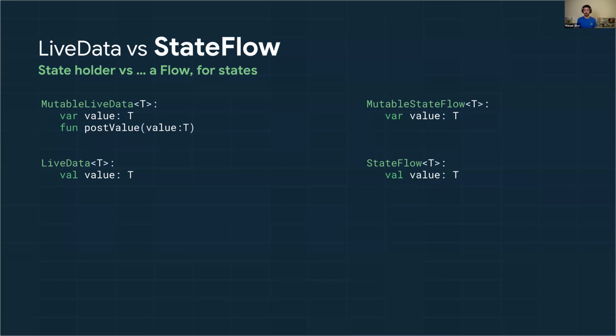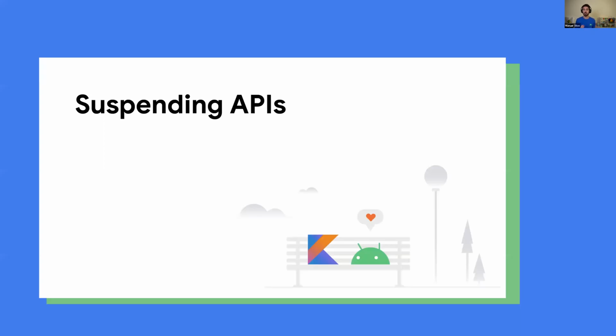But the thing is that you don't have to worry that much about it, because you don't have to pick one over the other. It's very easy to convert between a flow and LiveData and vice versa. But now, since we are a little bit worried about whether StateFlow is going to replace LiveData, and whether we have to use StateFlow or Flow to collect or observe state from the view, I want to introduce the suspending APIs. That is going to make everything, hopefully, a little bit more clear.